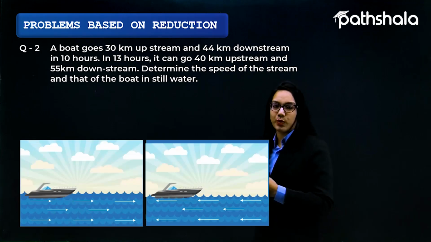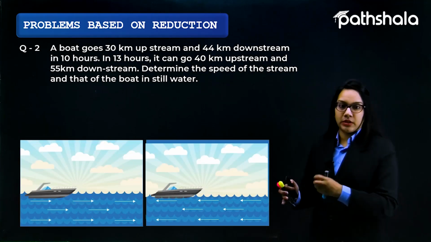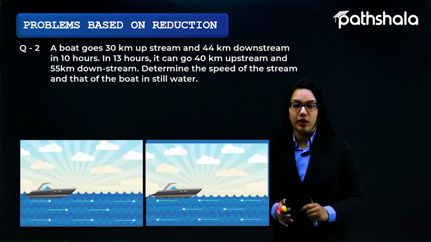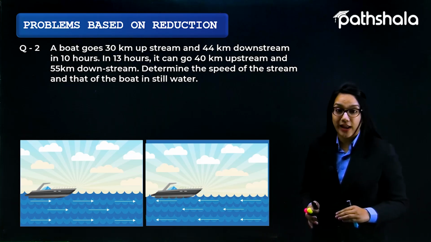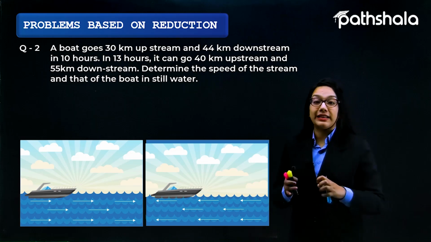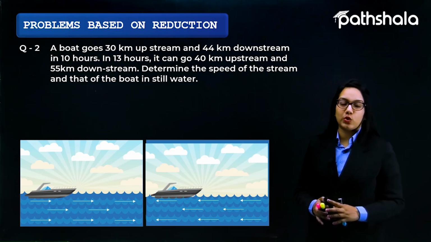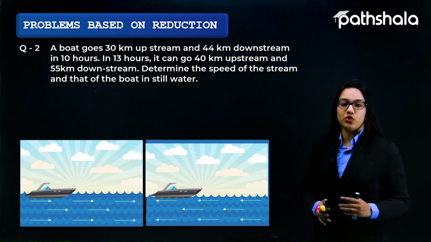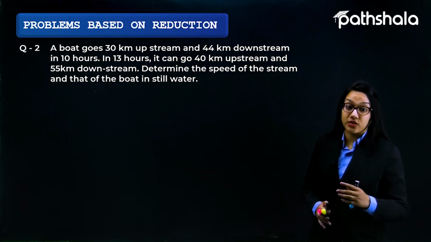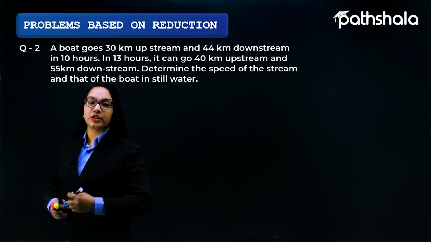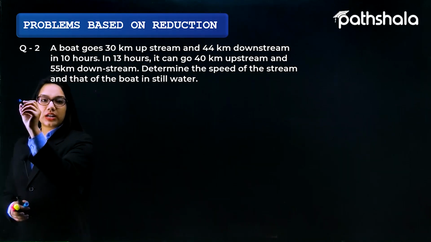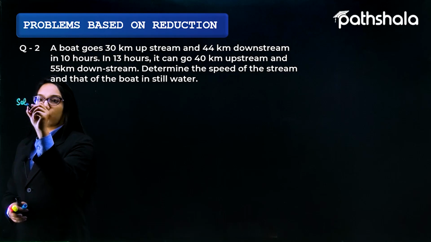So we have a situation where the boat is going upstream and the boat is going downstream. We have to calculate the speed of the stream and that of the boat in still water. So let's find out the values. First of all, we assume the speed of the boat in still water and the speed of the stream. Let's start the solution for this question.